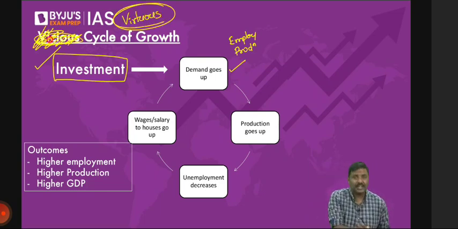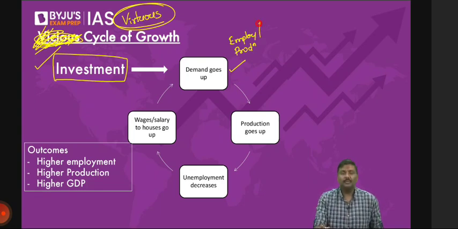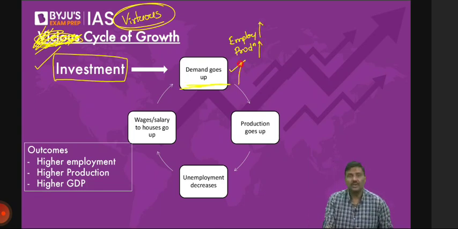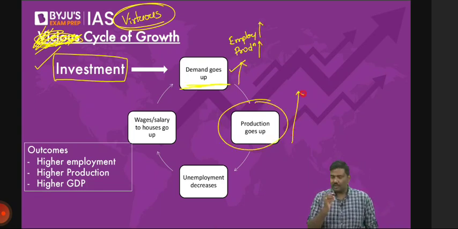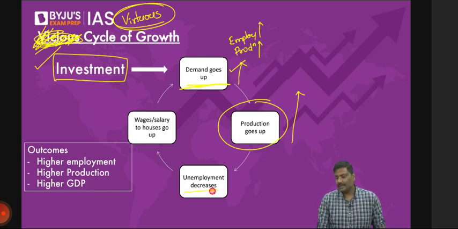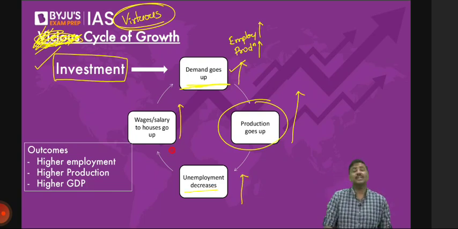So employment will go up, production will go up, and the demand for raw materials will also go up. When the demand for raw materials goes up, there should be higher production. Unemployment will go down, employment will go up. The wages or salaries earned by the households will also go up, and as a result, again, the demand will go up.